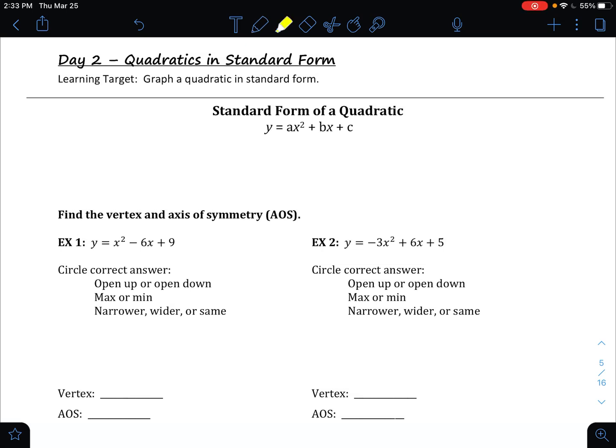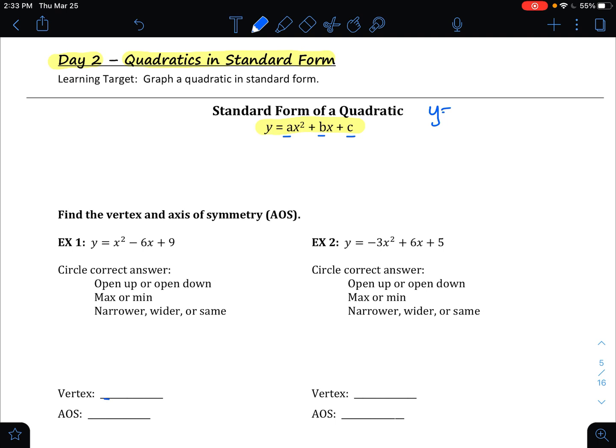All right, in this video, we are moving on to day 2. We are going to look at quadratic equations in standard form. So if you look at this first equation right here, this is considered standard form. What I want you to notice is the a, the b, and the c. Those are all values, those are all numbers.